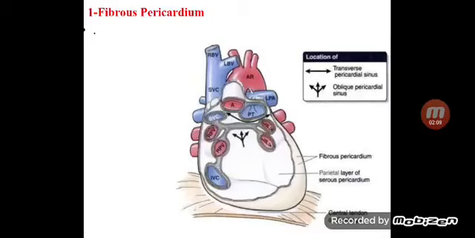This helps to fix the pericardium. Anteriorly, it attaches to the sternopericardial ligament. The fibrous pericardium fuses with the outer coats of great vessels, as I mentioned: aorta, pulmonary trunk, superior and inferior vena cava, with pulmonary veins. This is the outer fibrous layer of pericardium, which is the outer and stronger one.